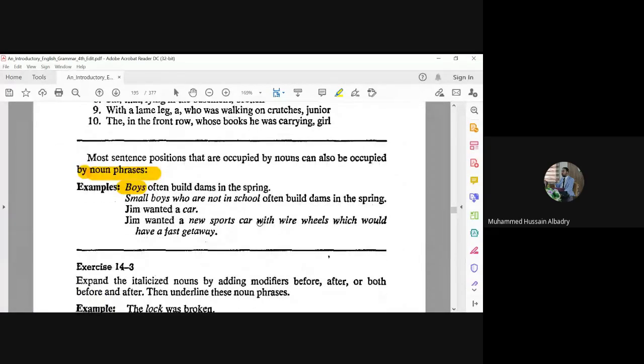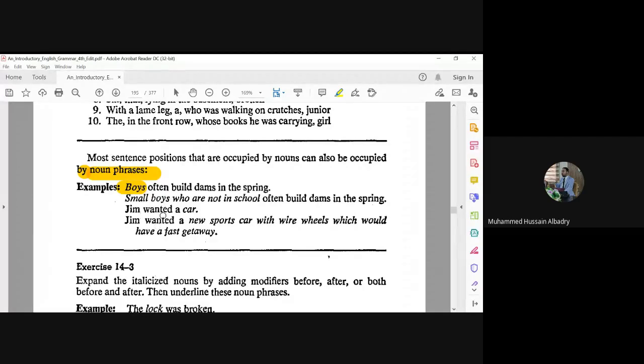Okay, and also here, boys is noun. So when you say small boys, it is noun phrase. Only boys, you can't say that it is a noun phrase. It has only noun. Small boys has adjective and noun.